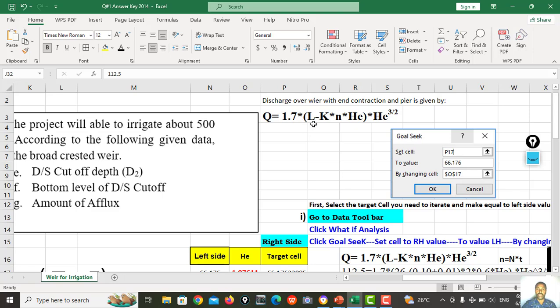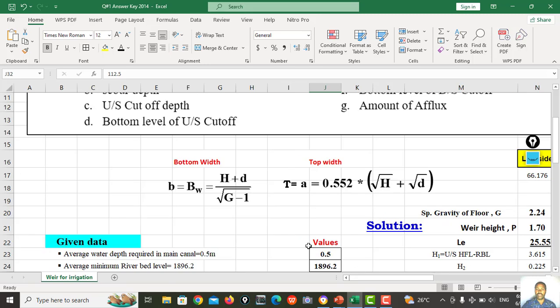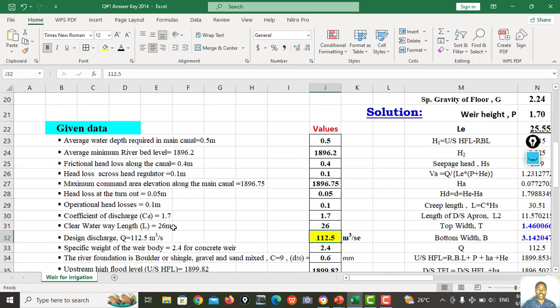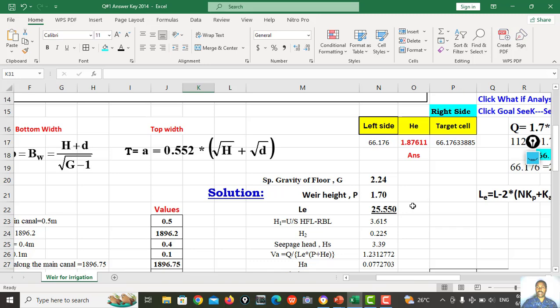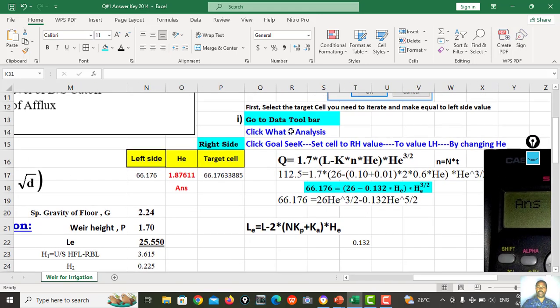First you have to insert the known values. So you have the clear waterway length already given. Clear waterway length is 26 meter. And also you have the pier contraction coefficient and also the abutment contraction coefficient. Now let's substitute in the equation.